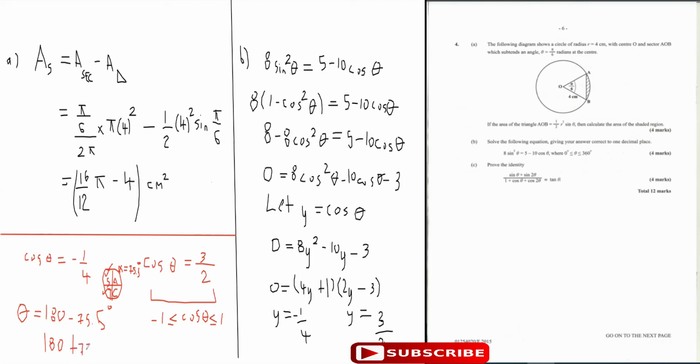Nice and easy. So you should simplify it and write it as, that means the two possible values for theta are 104.5 degrees, or theta is equal to 255.5 degrees. Put in a degree sign. Those are the two answers for theta. Nice and easy.